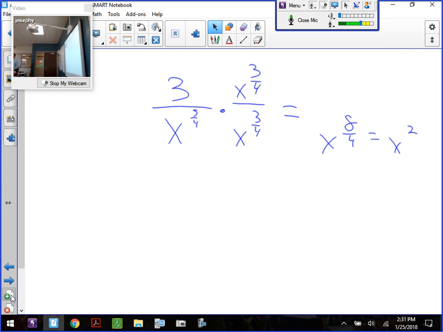Remember, when you have an nth root, if it just says square root, what's the value out front of the root that you don't see?